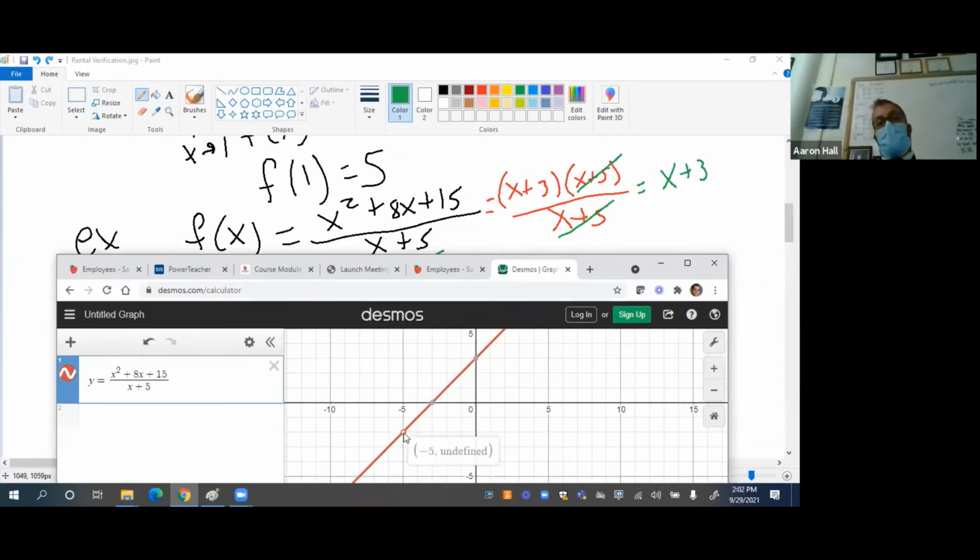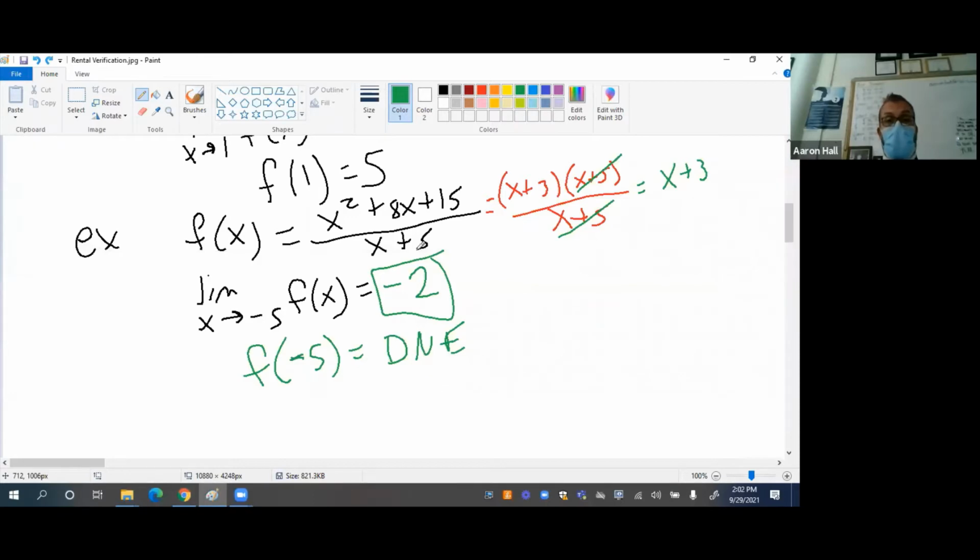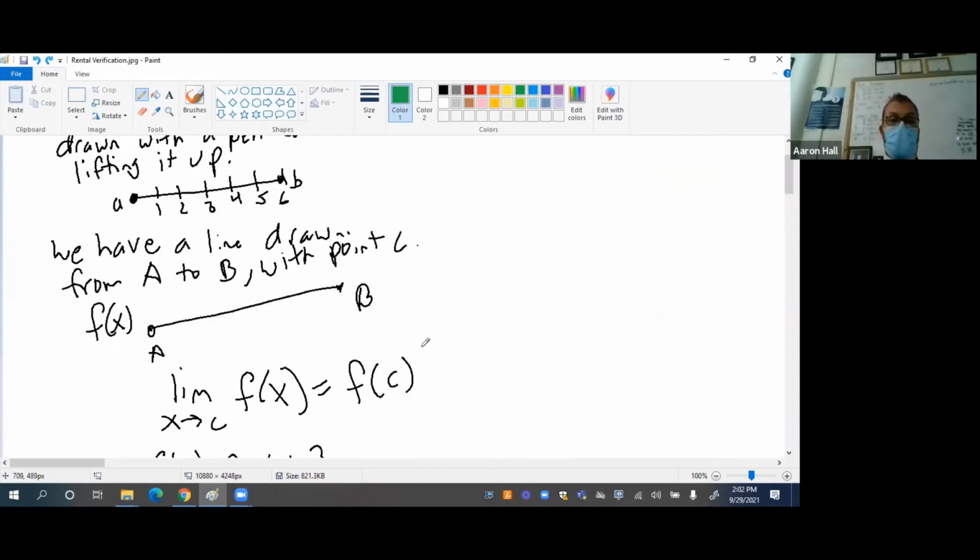So if we go to the other side, we can see that we are approaching -2. When x approaches -5, our y approaches -2, but f of -5 is not -2, right? No, because there's a hole there. So we say it's not continuous at the point. That's our more rigorous definition: if the limit as x approaches that value is equal to f of that x value, then it is continuous at that point.